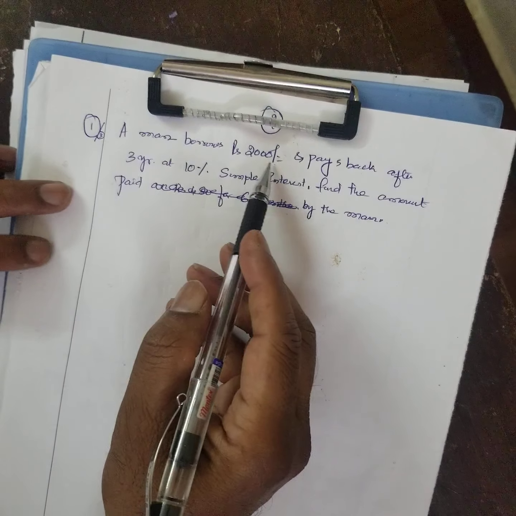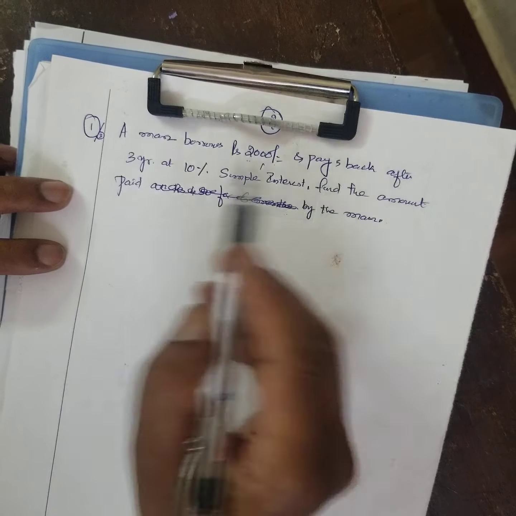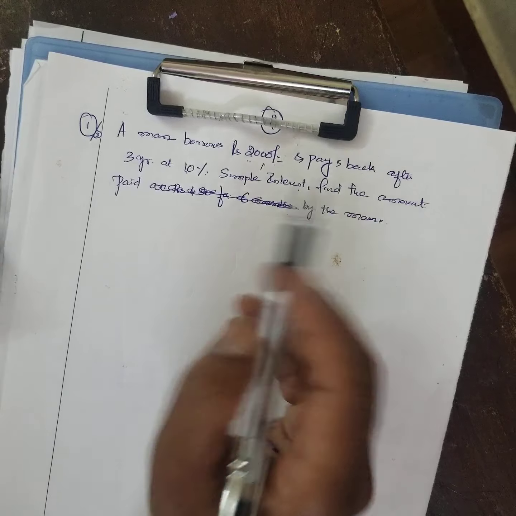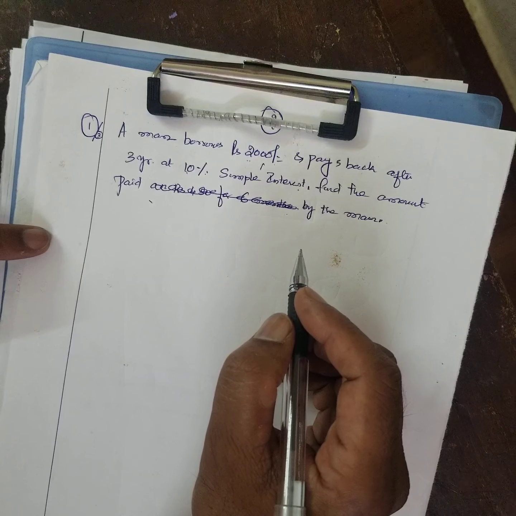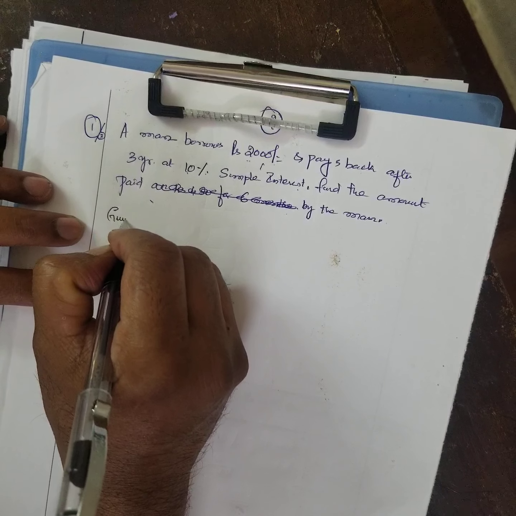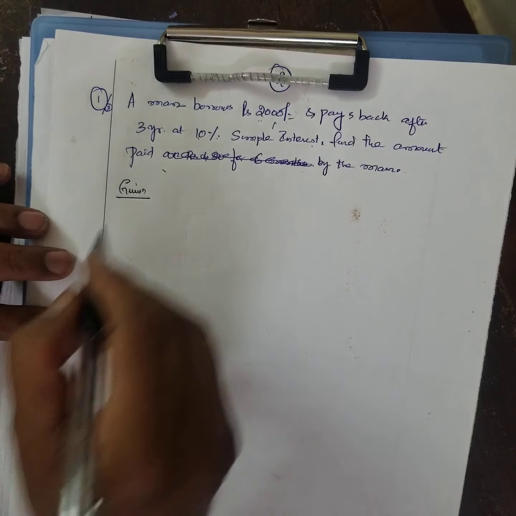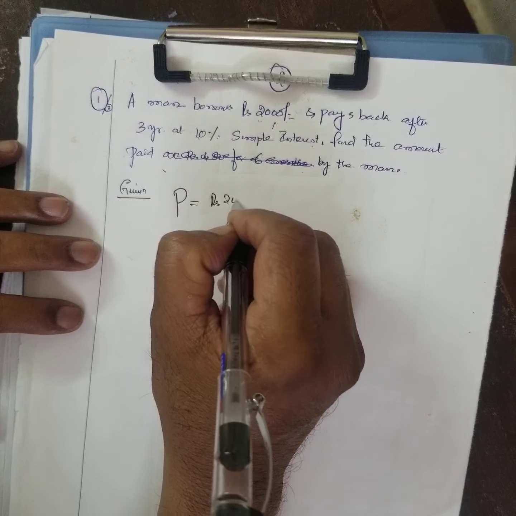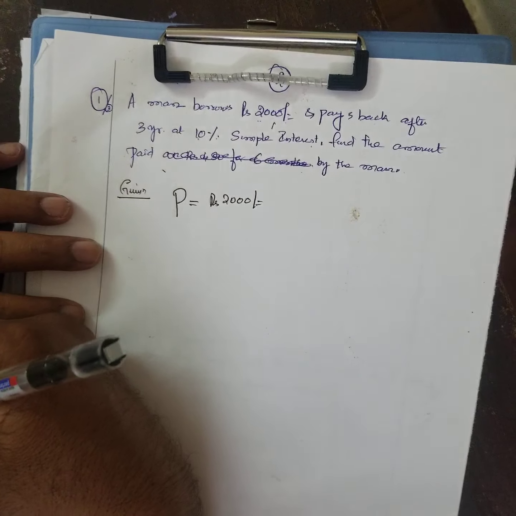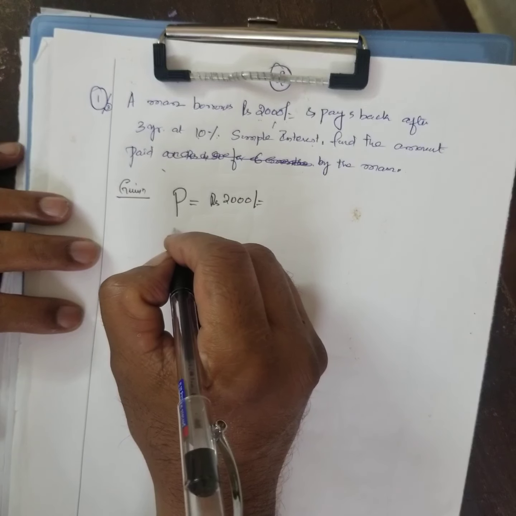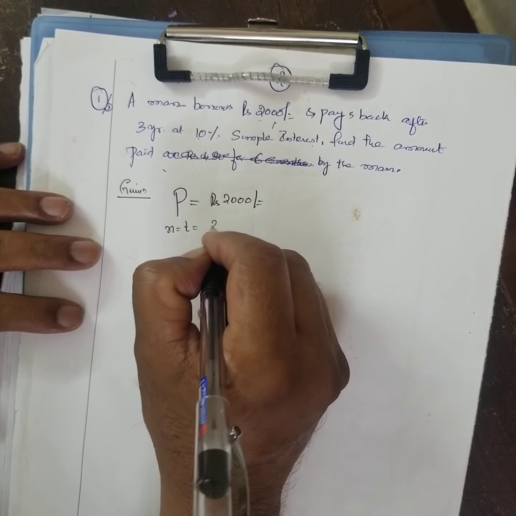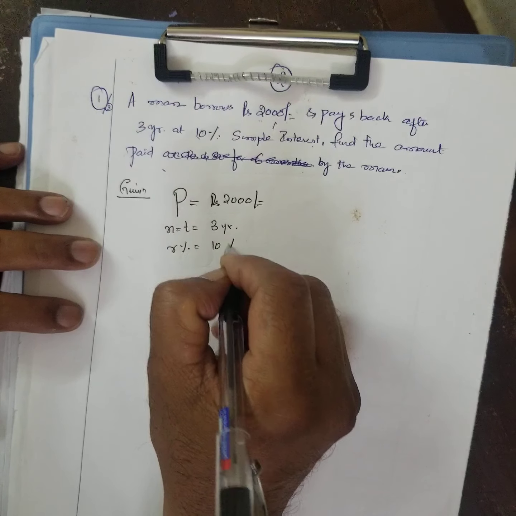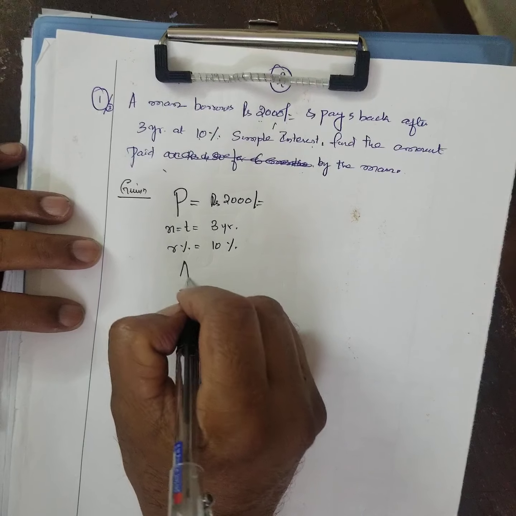Now a man borrows 2,000 rupees and pays back after 3 years at a 10% rate of simple interest. Find the amount paid by the man. First, what is given? Given data: the principal is rupees 2,000, the number of years T is equal to 3 years, and the rate of interest is 10%. Find the amount paid.